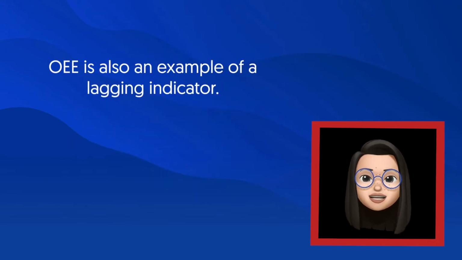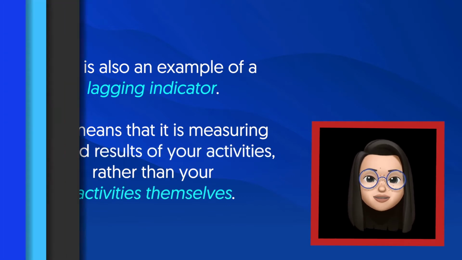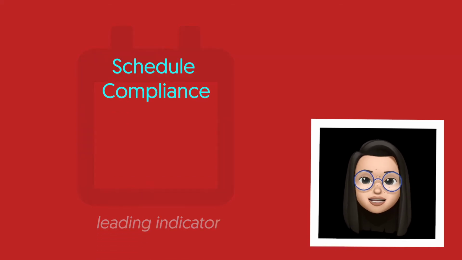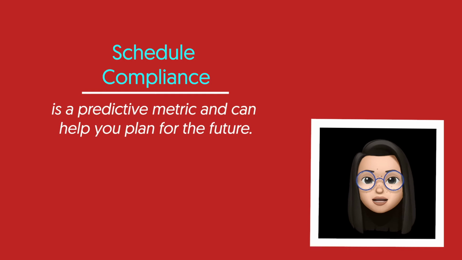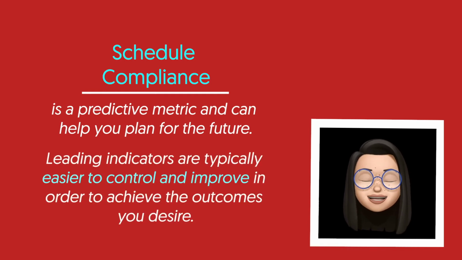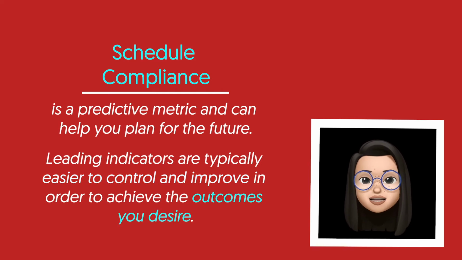OEE is also an example of a lagging indicator. This means that it is measuring the end results of your activities rather than your activities themselves. On the other hand, schedule compliance is a great example of a leading indicator. Schedule compliance is a predictive metric and can help you plan for the future. Leading indicators are typically easier to control and improve in order to achieve the outcomes you desire.